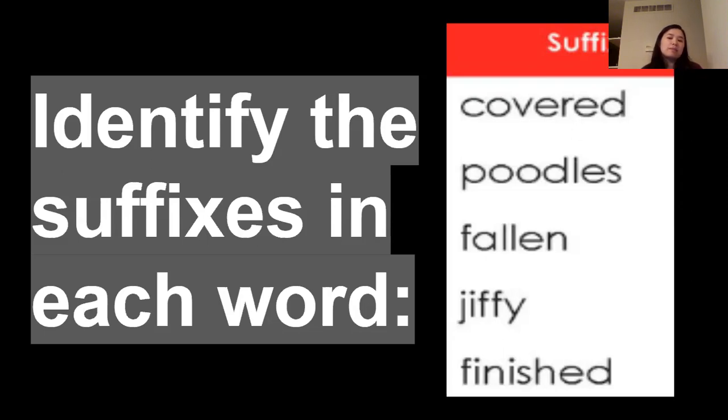Fallen, you say it. Good job. And what is the suffix in the word fallen? Yeah, en. Okay, the next word is jiffy. You say it. Good job. And the suffix at the end of jiffy? Yep, it is the y. And the last word, finished. You say it. And the suffix there is the ed. So there are 2 words in this list that have the suffix ed.